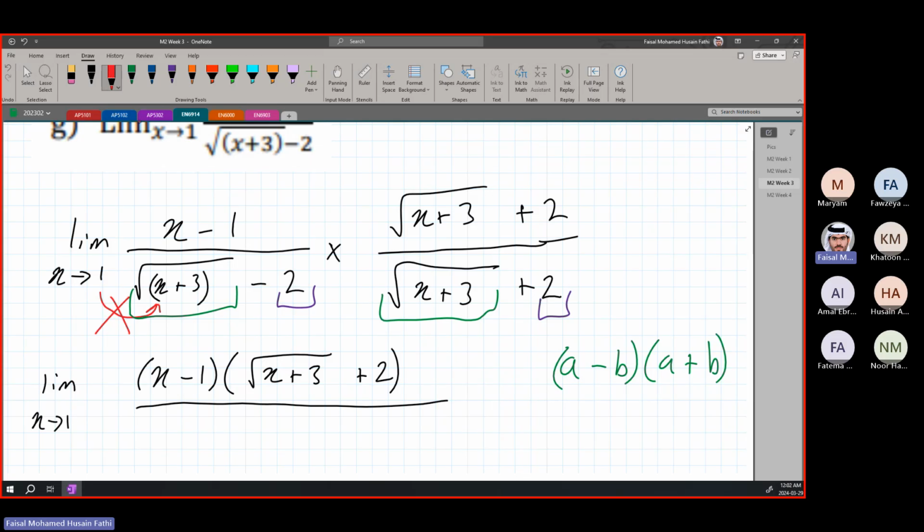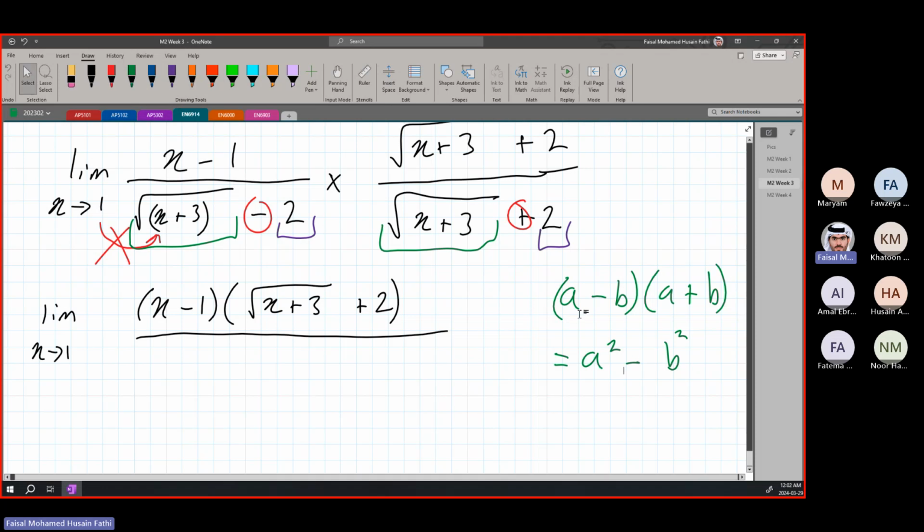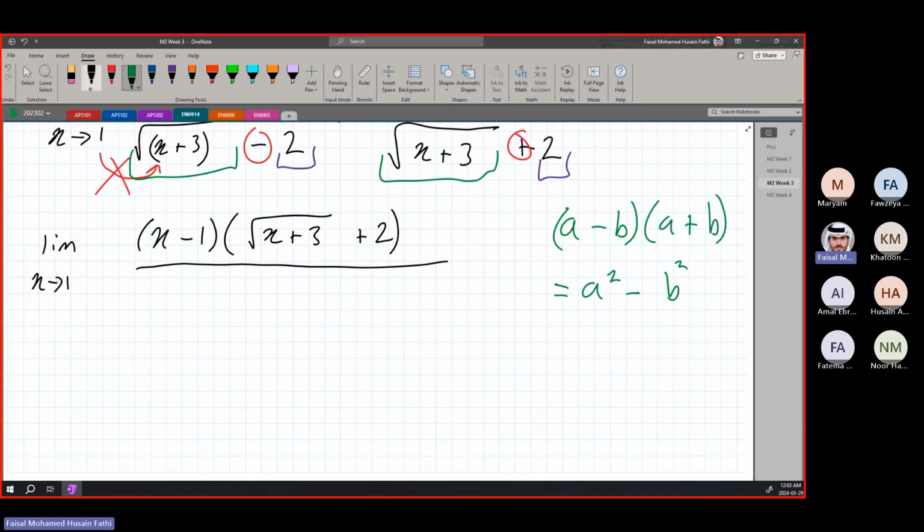And if you notice, the signs are opposite in the middle. So it's in the form of a minus b into a plus b. And this is simply just equal to a squared minus b squared. Okay? This is from the normal formulas, the normal equations that we can apply.